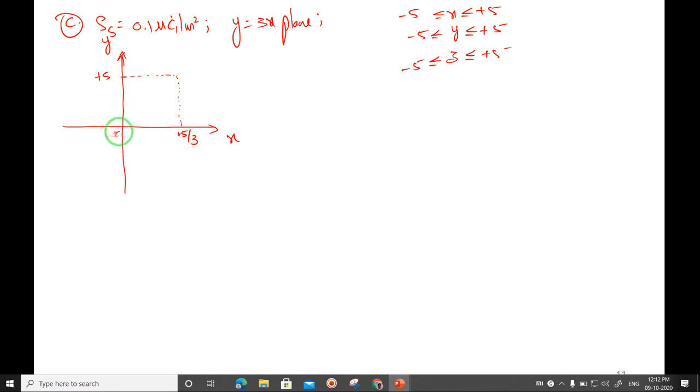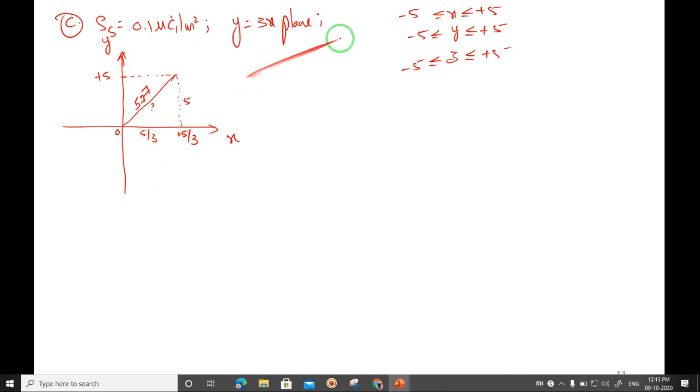Is it fine? When x is 0, y is 0. When x is having some value, just the line goes like this. Just I'll draw the diagonal. So this is 5 by 3, this side is 5 by 3, this height is 5. Then we can calculate this, right? Hypotenuse. So calculate it. Under root of 5 square, which is 25, plus 5 by 3 whole square. So after calculation, we get it as 5.27. This side, 5.27 we are getting.